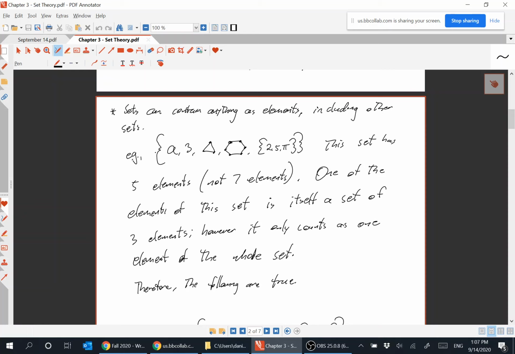Sets can contain anything as elements. Letters, numbers, shapes, people, sports heroes, or whatever. In particular, it can also include other sets. So this was a set with 5 elements, 1, 2, 3, 4, 5. But this 5th element is actually a set itself, which has 3 elements. But the elements of this set are not elements of the larger set. It's the set itself that's an element of the larger set.